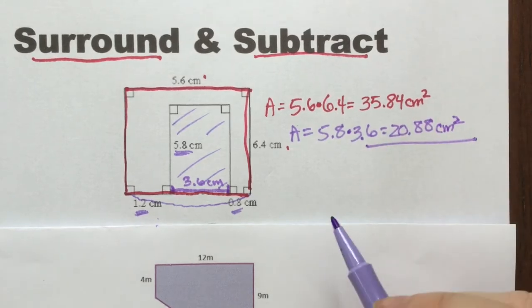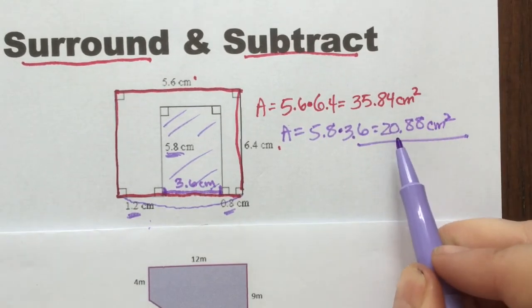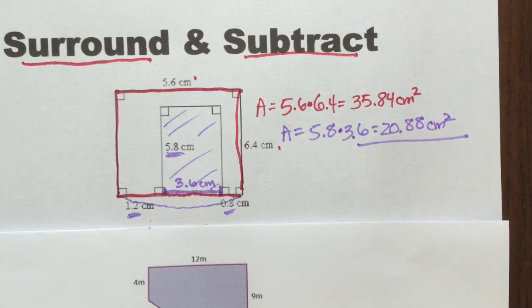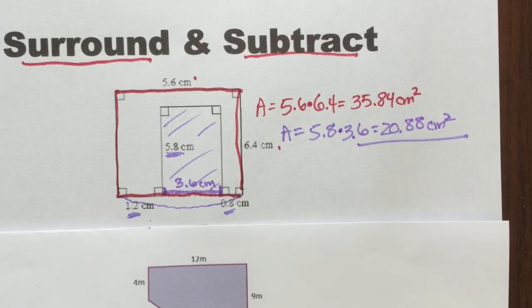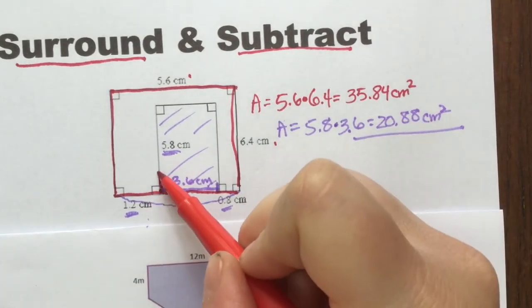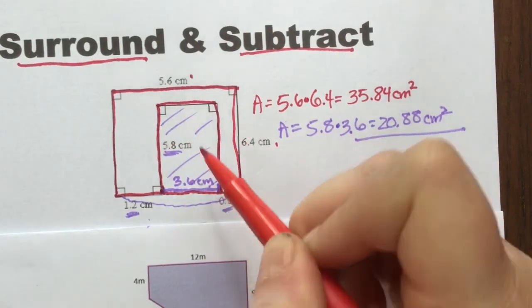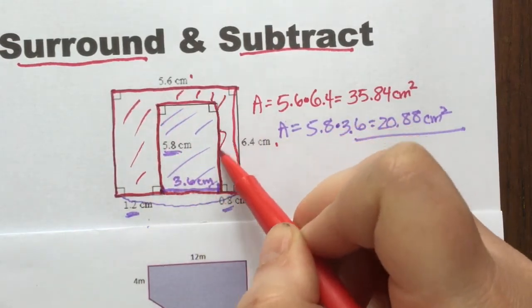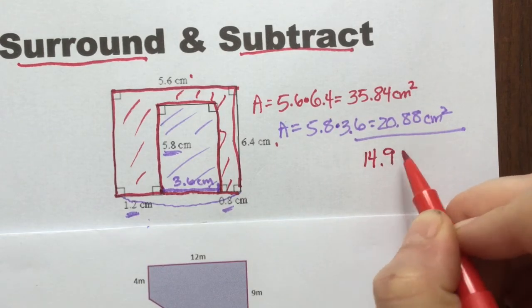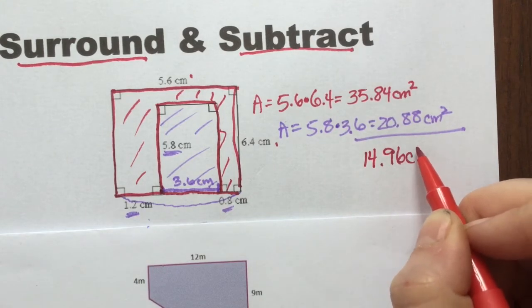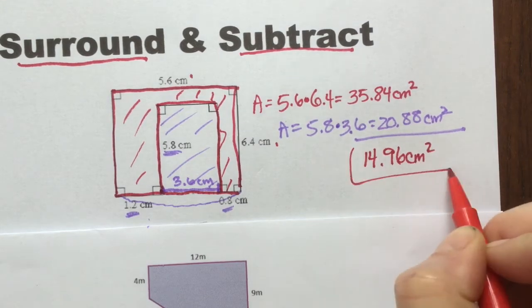This time I'm going to subtract those because my lavender rectangle is not part of my original shape. That gives me a remaining area for just this red shape of 14.96 square centimeters.